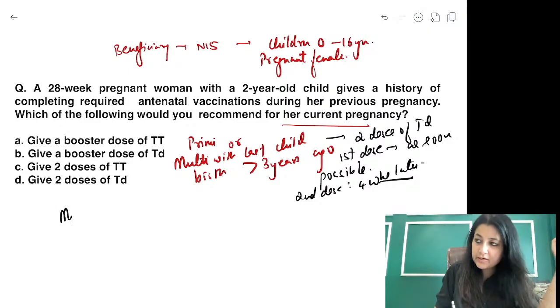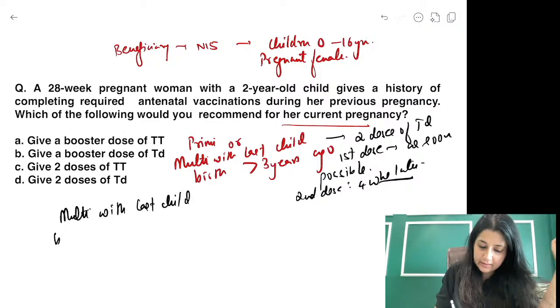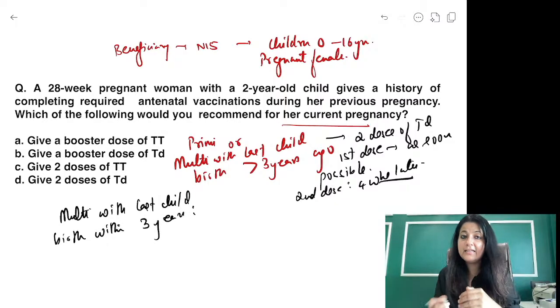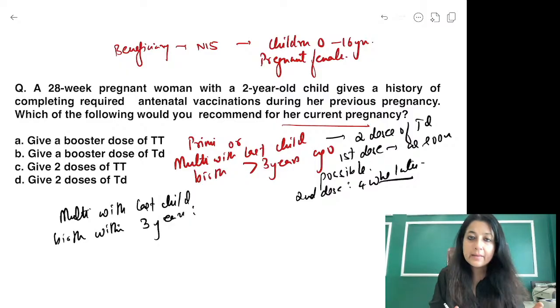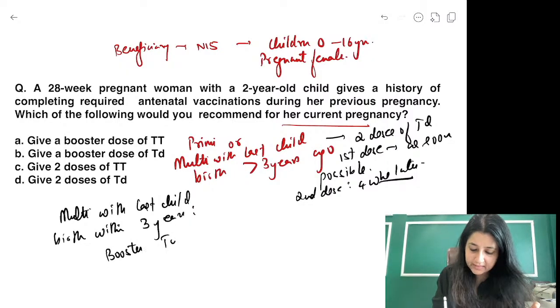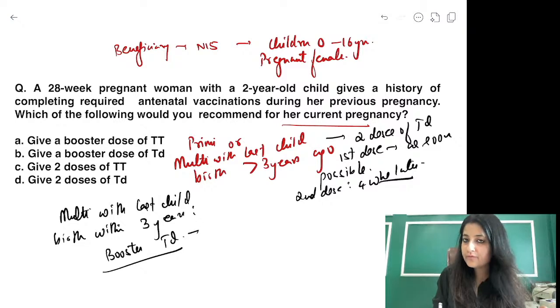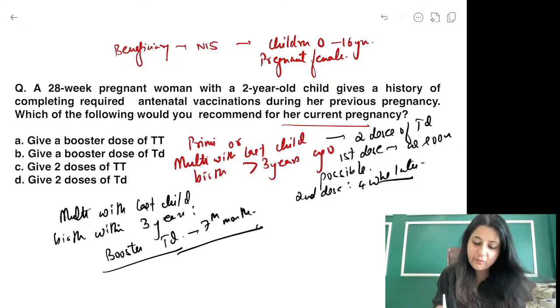But in case she is a multi with last childbirth within 3 years, that means her youngest child is less than 3 years old. In that case, you will give a booster of TD. And when will you give a booster of TD vaccine? You will give it around the 7th month of pregnancy.